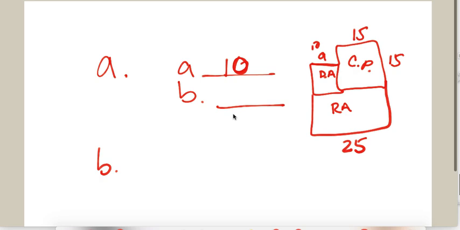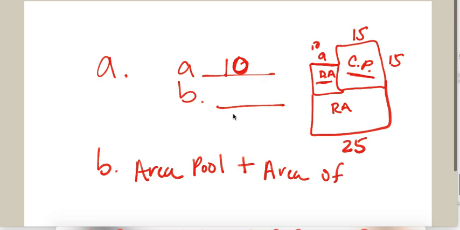Now I'm going to make you find out what B is. I didn't draw the whole picture out because I ran out of room here. But part B says now they want to know the area for the pool and the driving area. So you got to find this little area here and the pool. You find the area of both and you add them together. So you do the area of the pool plus the area of the driving area. And you add those two answers together. And that would be part B.